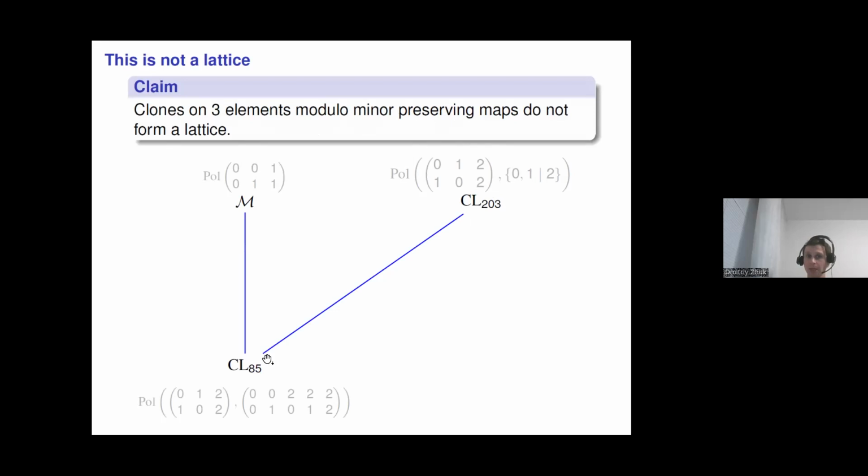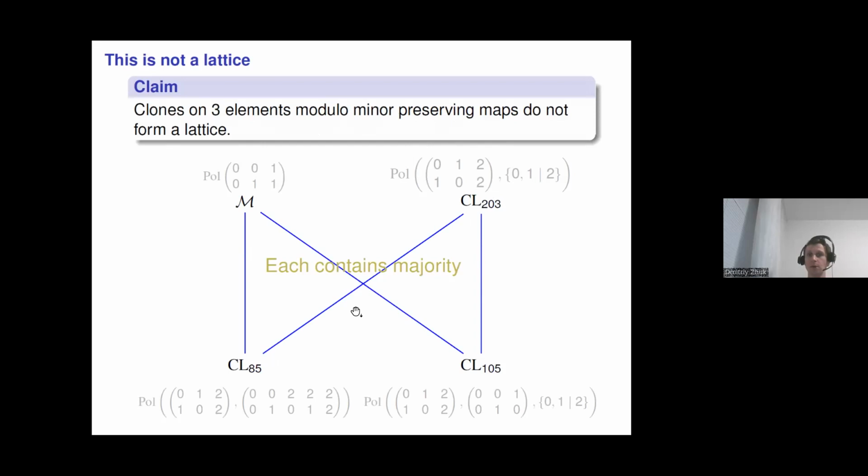These 2 clones have one meet and another meet. And you can easily check that all these 4 clones have majority. And what it means, if the join of these 2 in the bottom exists, then this join should also contain majority. And since this join contains majority, it should be in our lattice and in our classification, because we took all the clones definable by binary relations. So we took all the clones definable by majority, and it should be in our lattice, and it's not. So you cannot find the join of these 2 in our lattice.